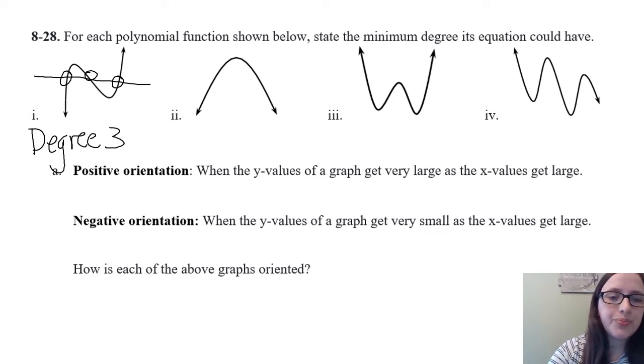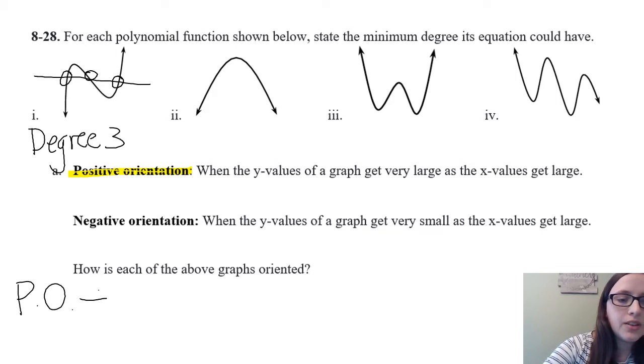All right. So positive and negative orientation are important when writing the equations. So for positive orientation, that's when the leading coefficient in the front is positive. And so I want you to write that down. Leading coefficient, so the number in the front is positive.